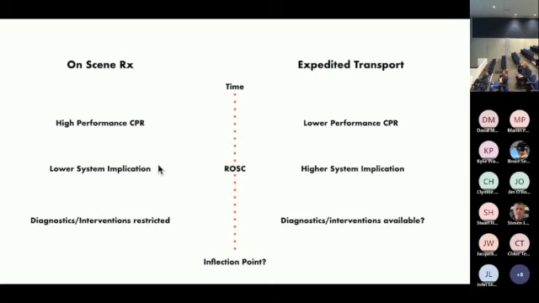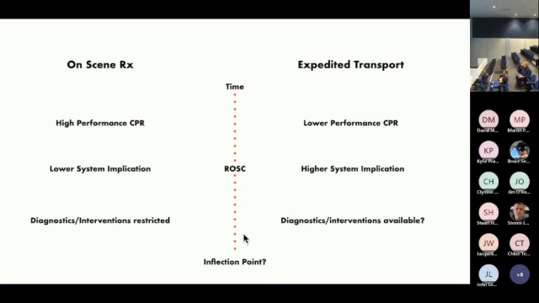You could argue that on-scene resuscitation has lower system implication. If the patient runs through the protocol and doesn't survive, then they are deceased and they don't perturb the hospital specifically. But if you bring a patient in arrest to hospital, it definitely can have some higher system implication, and that's certainly something that the ministries for health in various countries are interested in. And then we do know that on-scene diagnostics and interventions are restricted. There's only so much you can do on the scene versus advanced diagnostics and interventions available in the hospital, such as a cath lab or ECMO CPR.